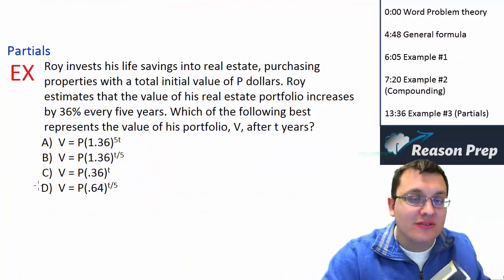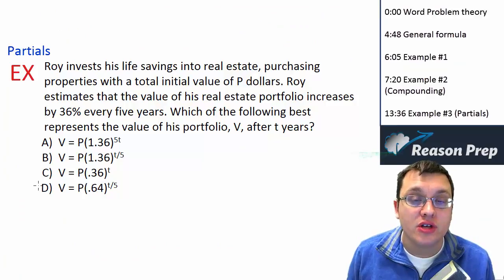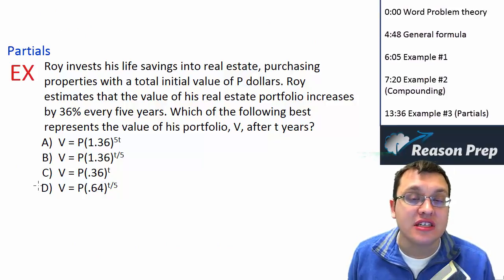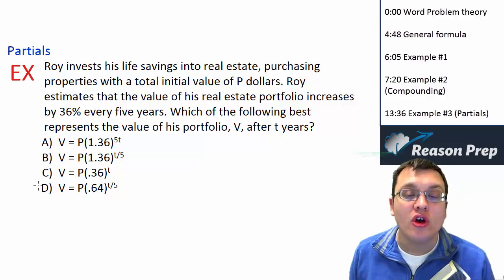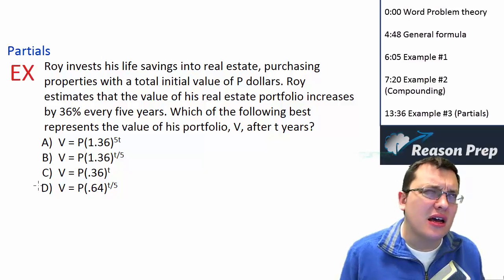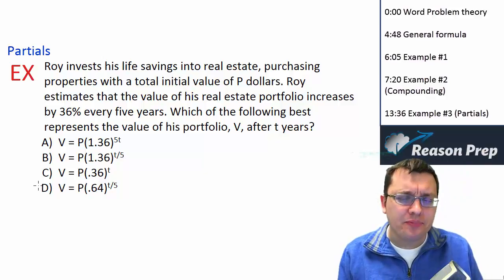Roy invests his life savings into real estate, purchasing properties with a total initial value of P dollars. Roy estimates that the value of his real estate portfolio increases by 36% every 5 years. Which of the following best represents the value of his portfolio V after T years? So I call this partials because it's kind of related, kind of like compounding to a certain extent.